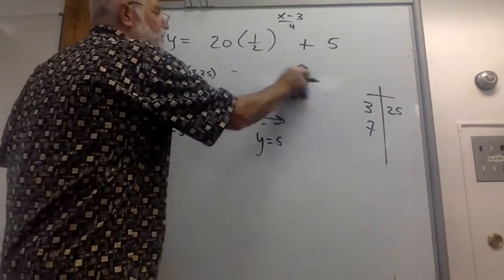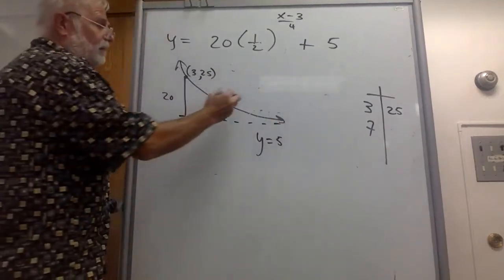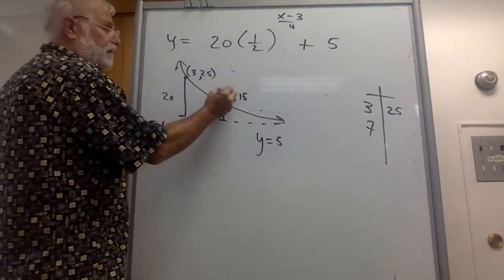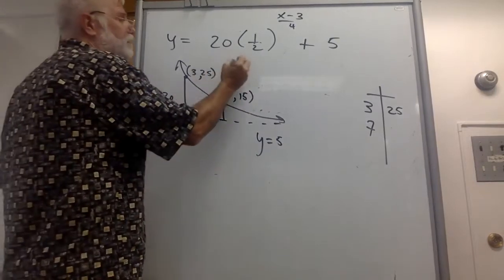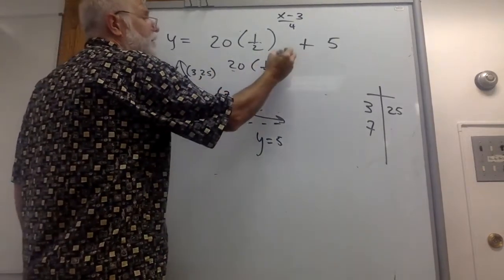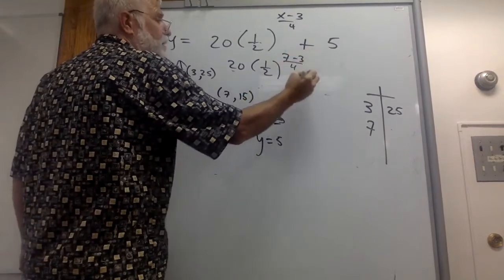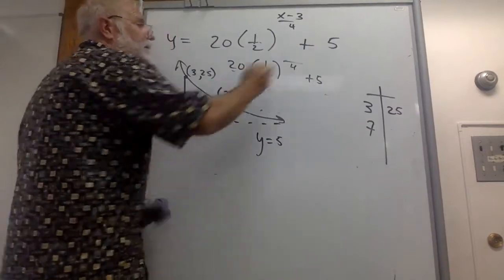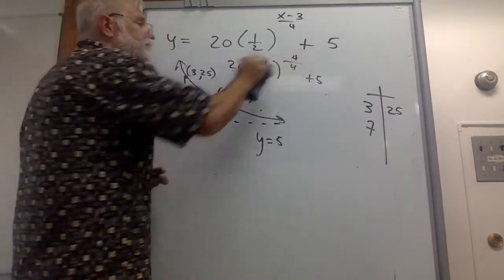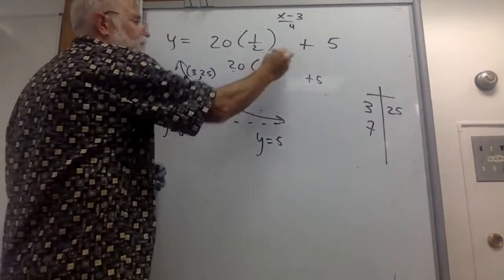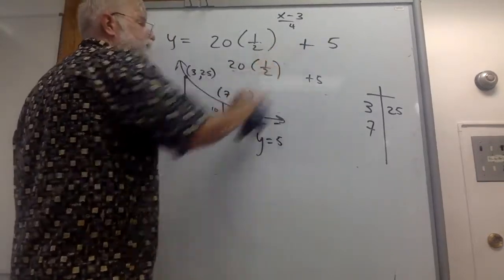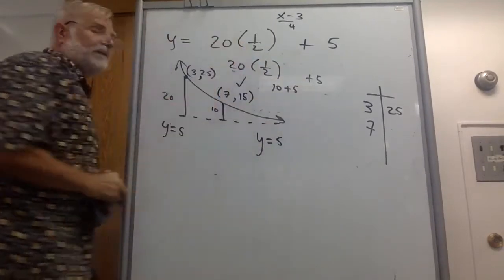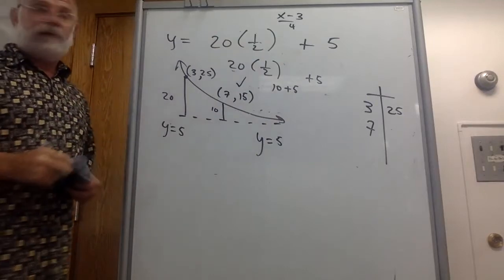Okay, next number I'm going to use is 7. I think I'm going to get 15, and I think if I use the number 7, that's going to happen. So let's use the number 7. 20 times (1/2) to the (7 minus 3) over 4, plus 5. Well, 7 minus 3 is 4. 4 divided by 4 is 1. (1/2) to the 1 is 1/2. 1/2 times 20 is 10. Plus 5. Bingo, 15. Looks like we got what we're looking for.